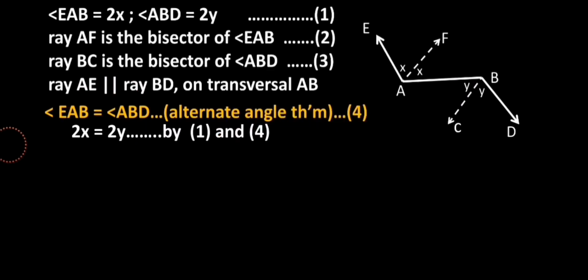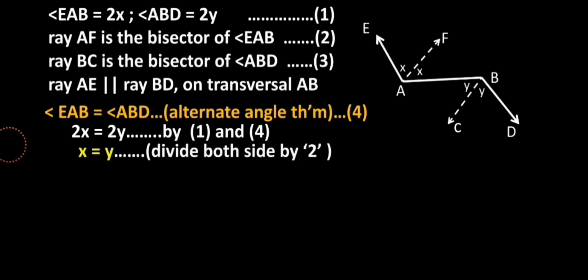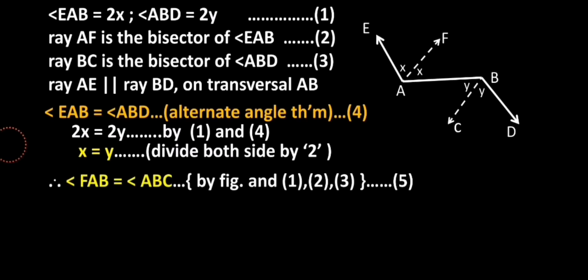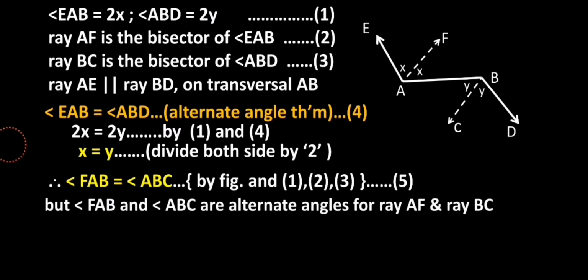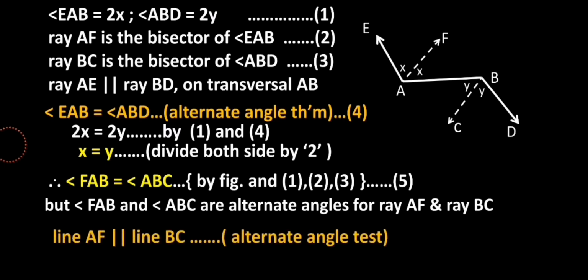So here we are, as we got 2x equal to 2y by 1 and 4, I can say by dividing both sides by 2 I will get x congruent to y. And if you read angle FAB from the diagram, it is nothing but angle x, and angle ABC from the diagram is nothing but angle y. As we have proved x equal to y, that means FAB and ABC are congruent, and these two are nothing but the alternate angles for rays AF and BC, correct? And that makes AF parallel to BC by the alternate angle test.